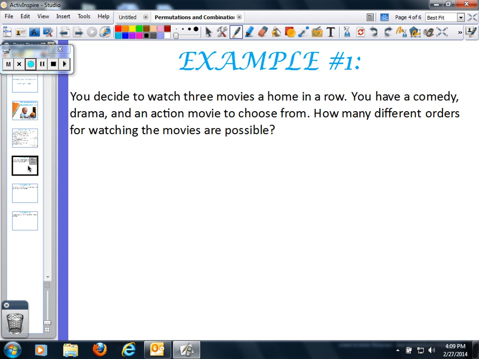So you decide to watch 3 movies at home in a row. You have a comedy, a drama, and an action movie to choose from. How many different orders for watching the movies are possible? Now with this problem, I'm going to show you another way of doing this besides using formulas. You can use what we call a tree diagram.